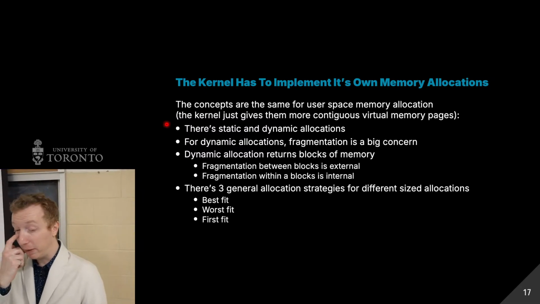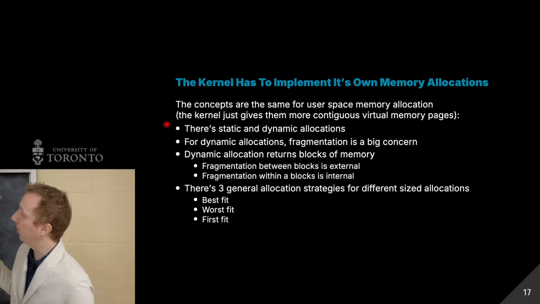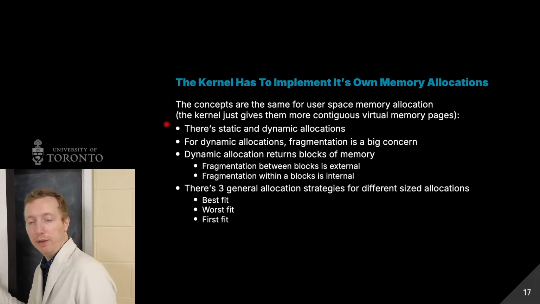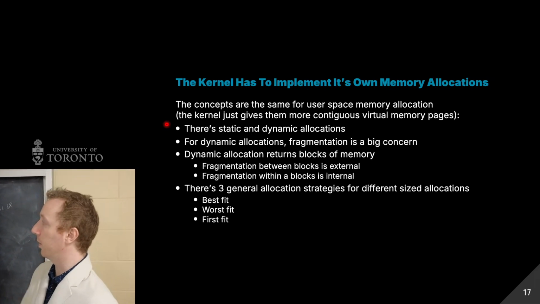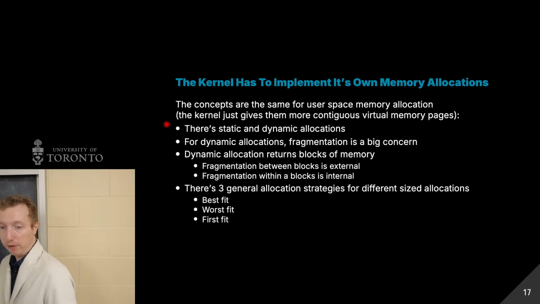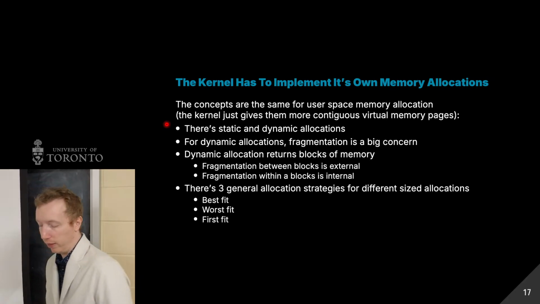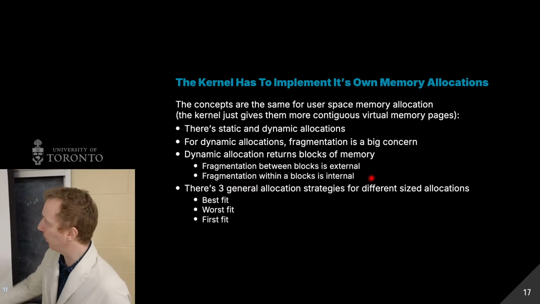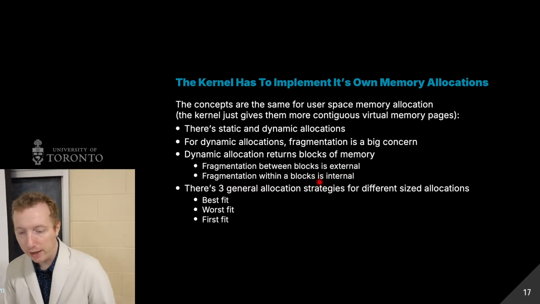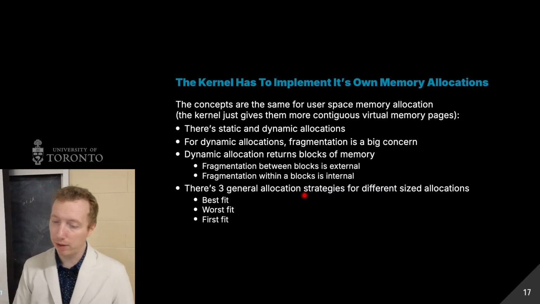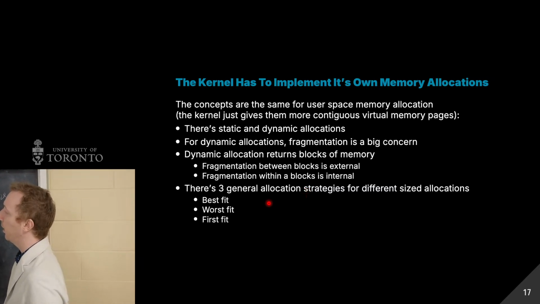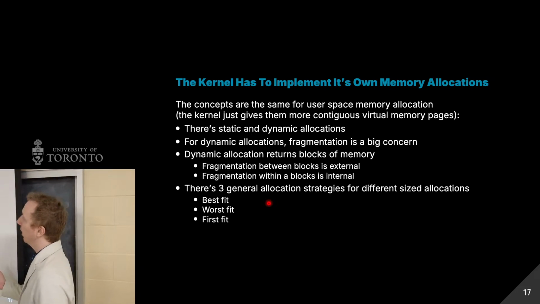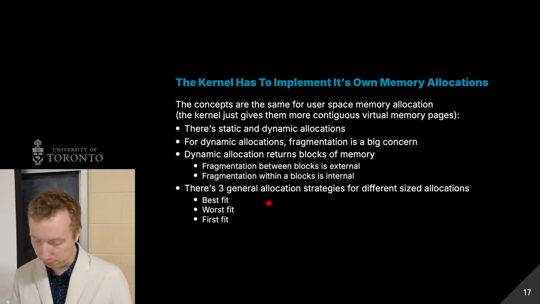There's static and dynamic allocations. For dynamic, fragmentation is a big concern. Dynamic allocation returns blocks of memory. Fragmentation between blocks is called external. That is unique for this type of problem. Fragmentation within a block is internal fragmentation. That's what we saw in file systems. And the three very general allocation strategies for implementing something like malloc are best fit, worst fit, and first fit, which just use a single linked list of free blocks keeping track of the size of each block.